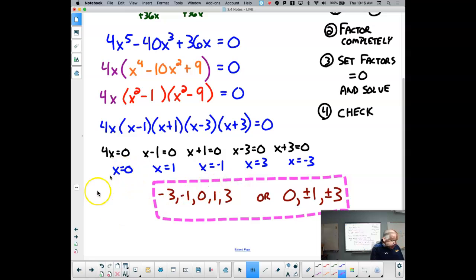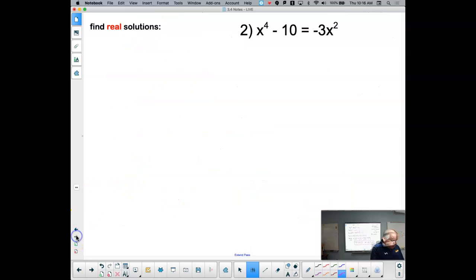So, with that being said, and those 4 wonderful steps being done, at this time, what I would like you to do is solve and find me the 4 solutions to this particular one. Go for it.